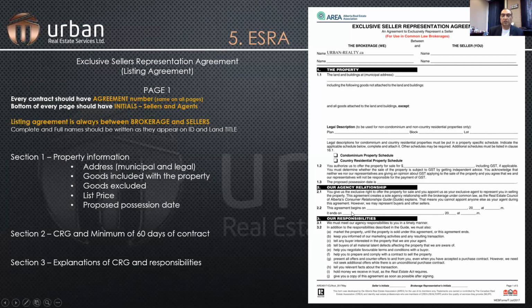According to MLS rules, this should be a minimum of 60 days. You cannot accept a contract for less than 60 days. So if it is starting May 1st, then till May, the whole June, so July 1st would be a good date to end. You can go as much as you want above, but not below 60 days.